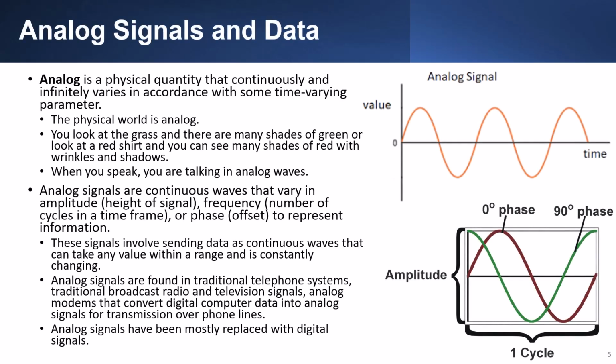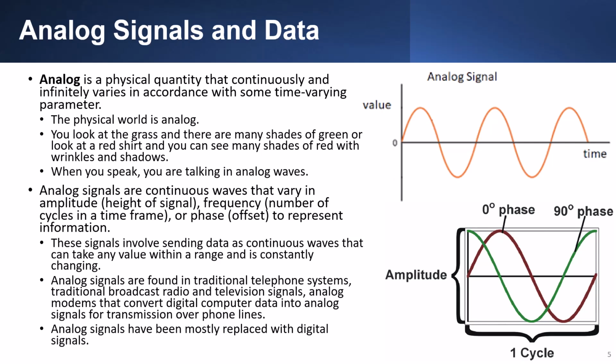Analog is a physical quantity that continuously and infinitely varies in accordance with some time-varying parameter. The physical world is analog. You look at the grass and there are many shades of green. Or you look at a red shirt and you see that many shades of red with wrinkles and shadows. When you speak, you're talking in analog waves.